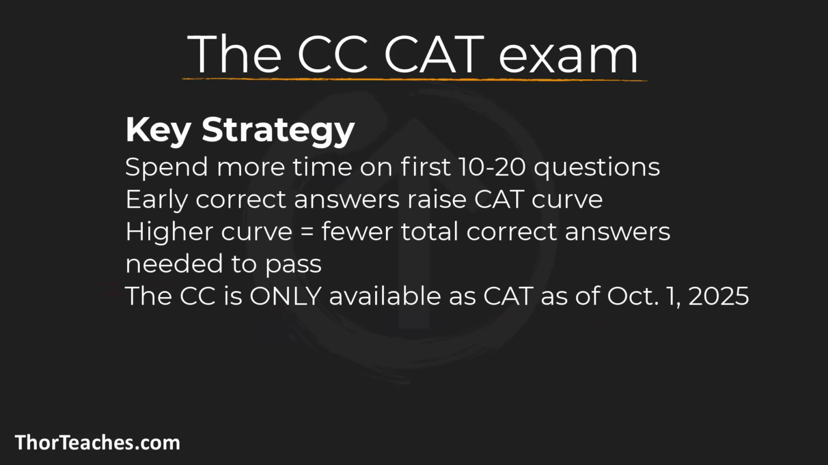And the trick here is, get as many of the hard questions right, obviously, but also spend more time on the first 10 to 20 questions, because the more of those you get right, the harder questions you get, the more points you get per question, and you raise the CAT curve up to a point where you need to answer less questions right to pass the exam, because each question is worth more points.